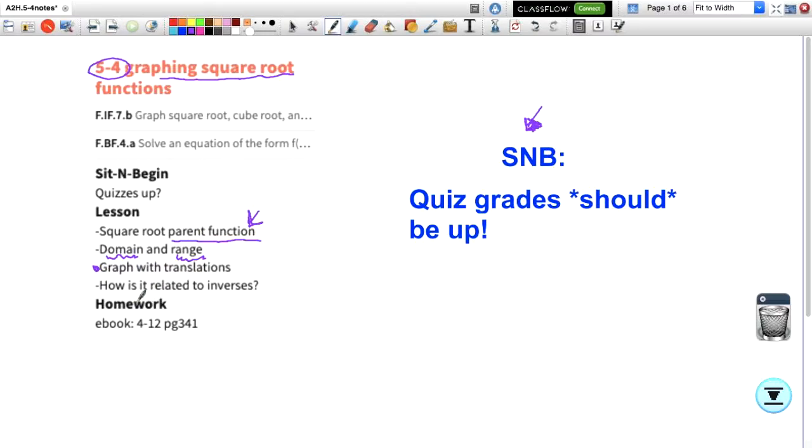And then lastly, we're going to look at, well, we're graphing square root functions. Why the heck are we doing that? How is it tied into inverses? So we'll take a look at that.